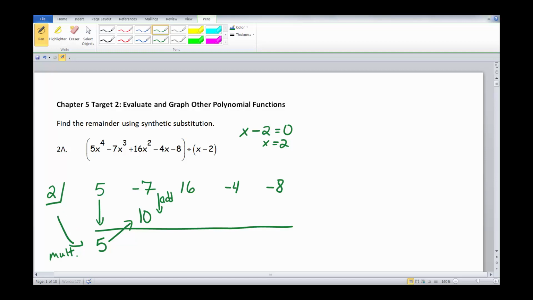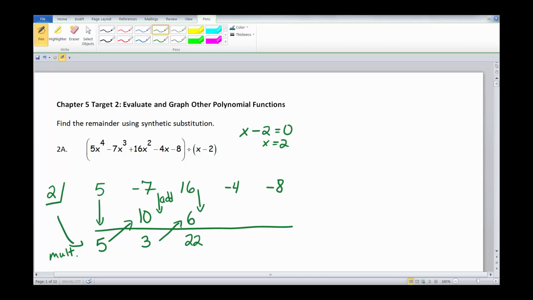So again, with the number in our box, we're going to multiply it with the number underneath our bar and then place that in the next appropriate slot. Then always add going down. So negative 7 plus 10 comes out to be positive 3. Again, we're going to multiply our 2 times our 3, because it's that number underneath the bar, and that gives us 6, placing that underneath the next number. Always add going down, so 16 plus 6 gives us 22.